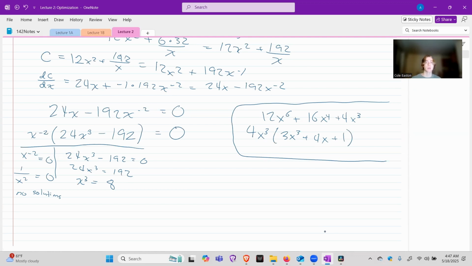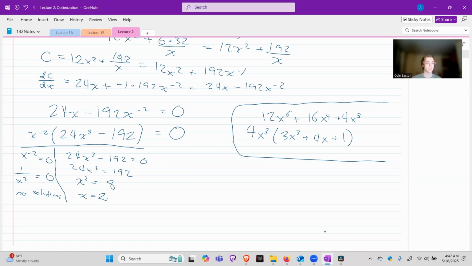So what do I multiply by itself 3 times to get 8? And that is going to be 2, right? 2 times 2 times 2 is 8. So x equals 2. Notice that when we have odd powers, we don't have plus or minus 2 because negative 2 times negative 2 times negative 2 is negative 8. So the only solution here is x equals 2.